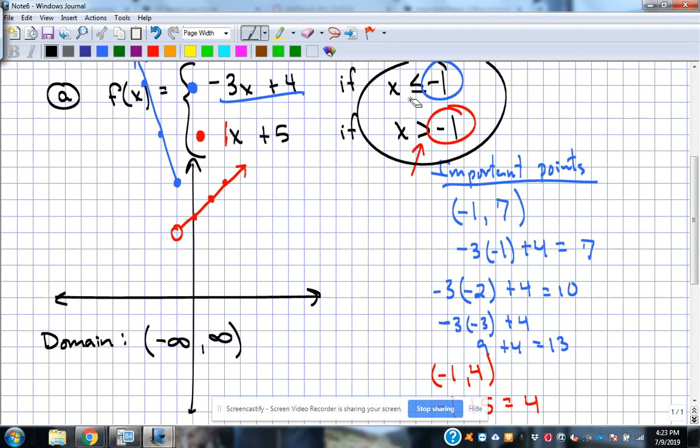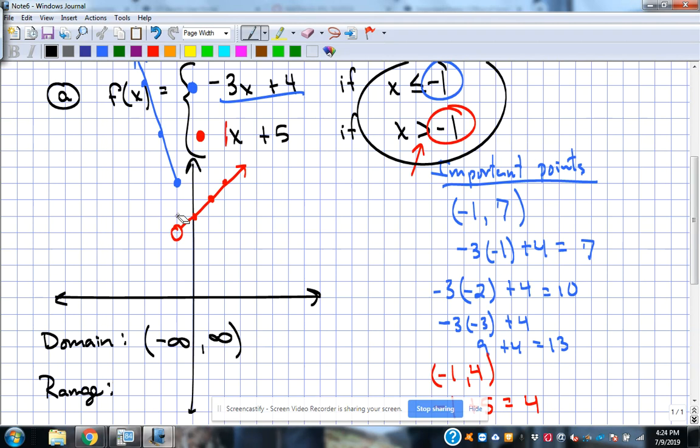If this first one did not have the equal to mark, then you'd have an x doesn't equal negative 1. You'd have to just throw out the negative 1. But since it does have the equal to mark, it picked it up, so we don't have to throw it out.